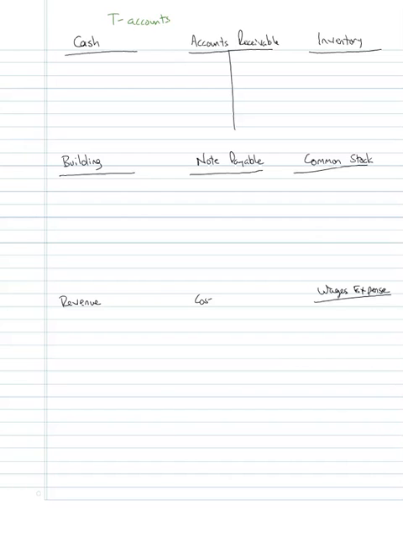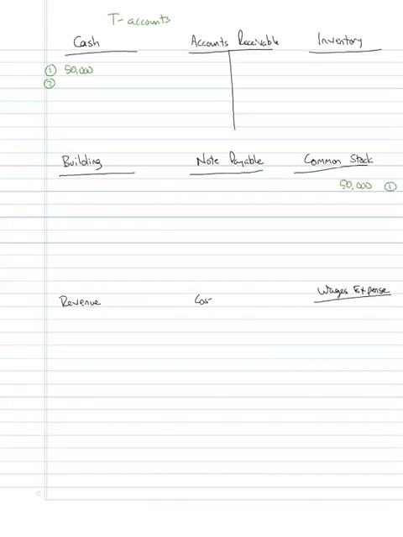Let's take a look at our journal entries. Our first journal entry we recorded was for the issuance of common stock. We debited cash for $50,000, and we credited common stock for $50,000.